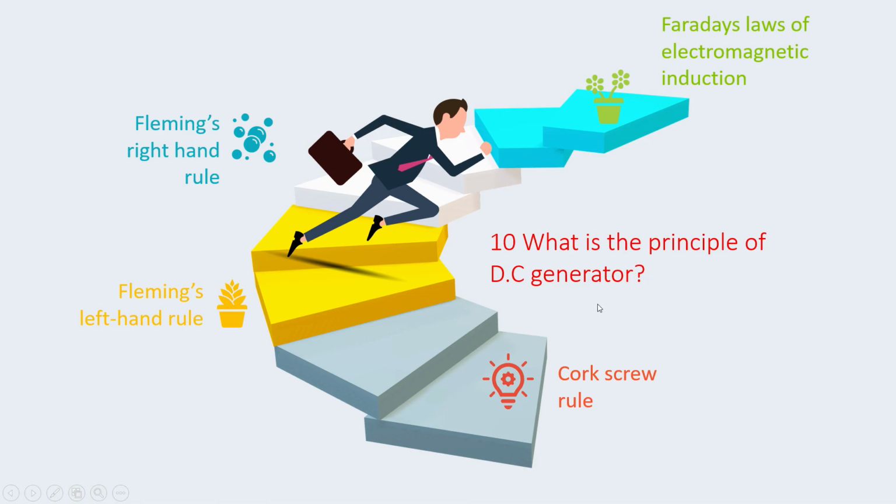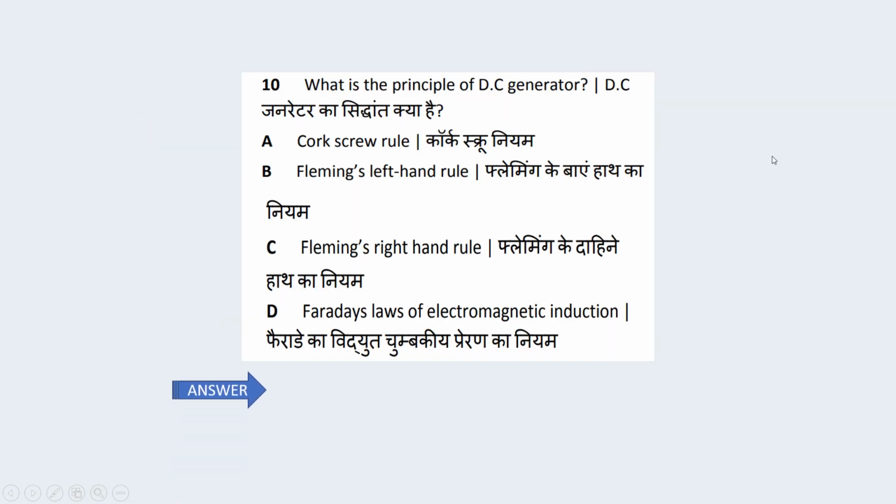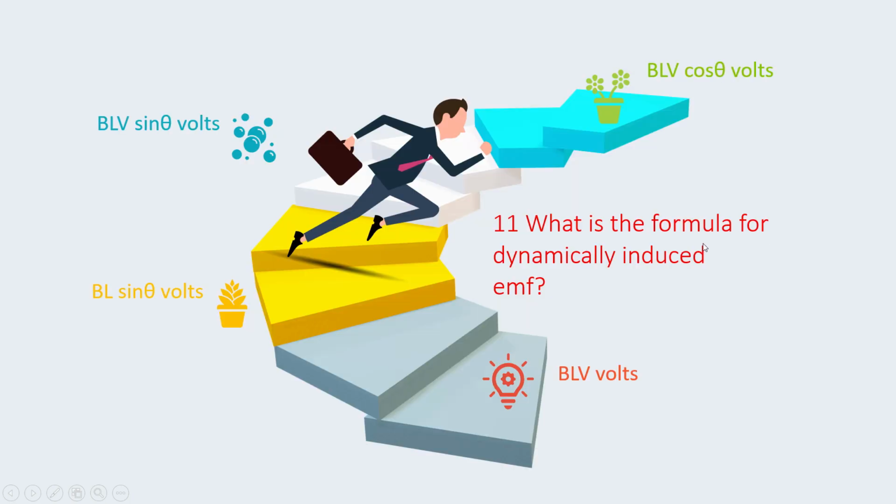What is the principle of a DC generator? Corkscrew rule, Fleming left hand rule, Fleming right hand rule, Faraday's law of electromagnetic induction. The answer is Faraday's law of electromagnetic induction.